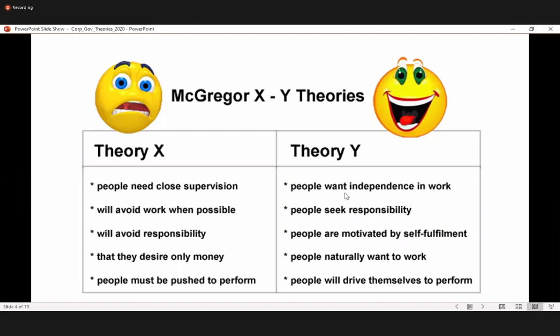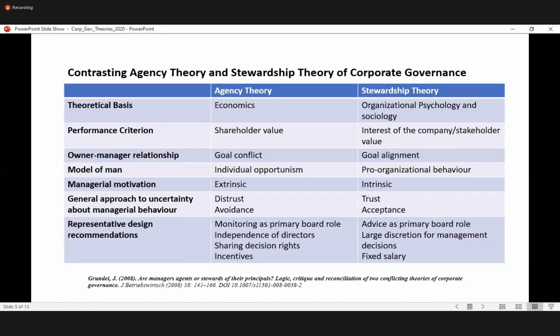Theory Y, on the other hand, is very much like stewardship theory, because people are motivated by self-fulfillment, and they don't have to be pushed to perform. They want independence in work, and they seek responsibility, and they naturally want to work. So somehow we can see these similarities in these theories.